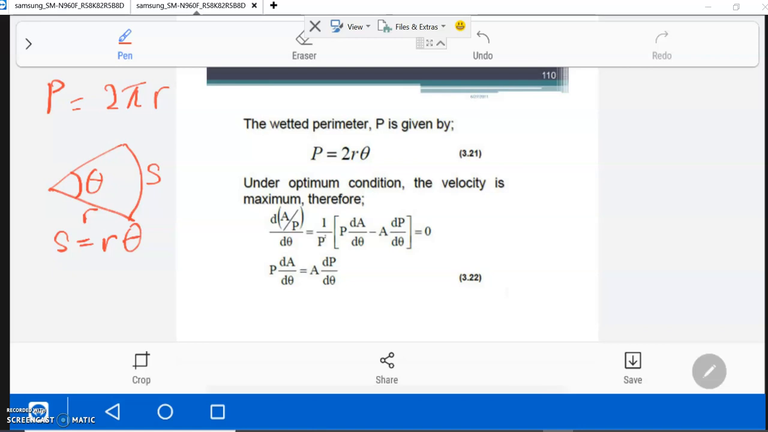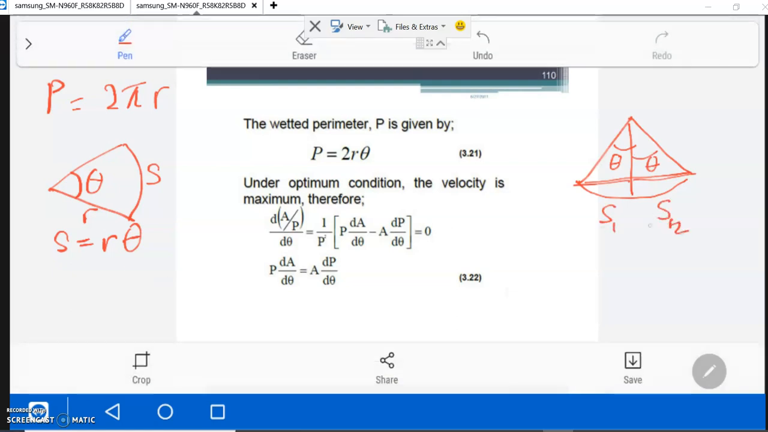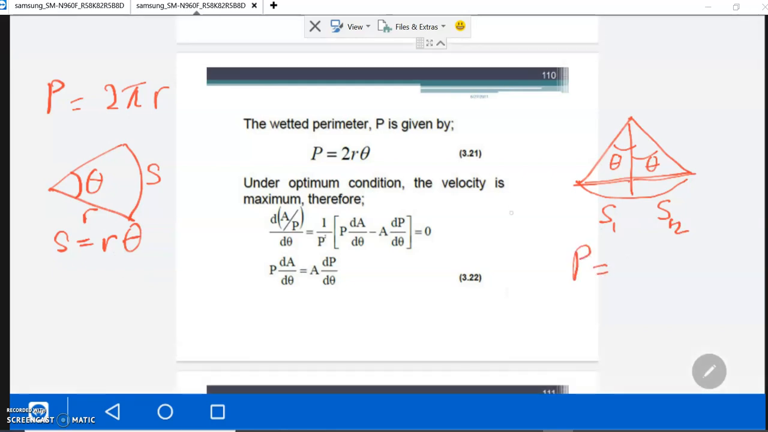Therefore, we have the perimeter is 2R theta, sebabnya kita ada dua sektor theta tadi kan. Okay, so kita ada theta 1 and then theta 2. So we have S1 here, S2 here. Therefore, kita kena ada P is kita times with 2, so 2R theta.